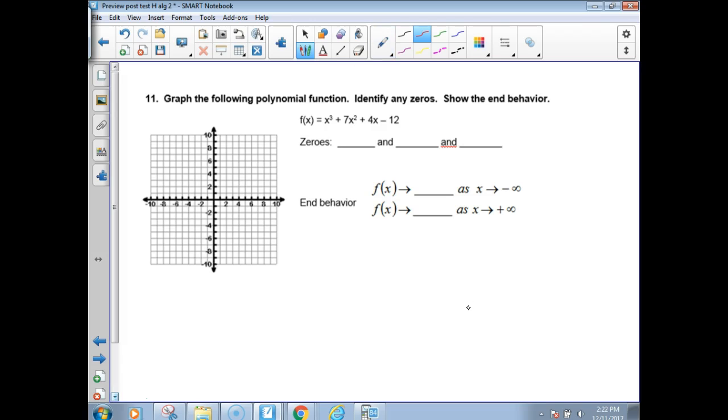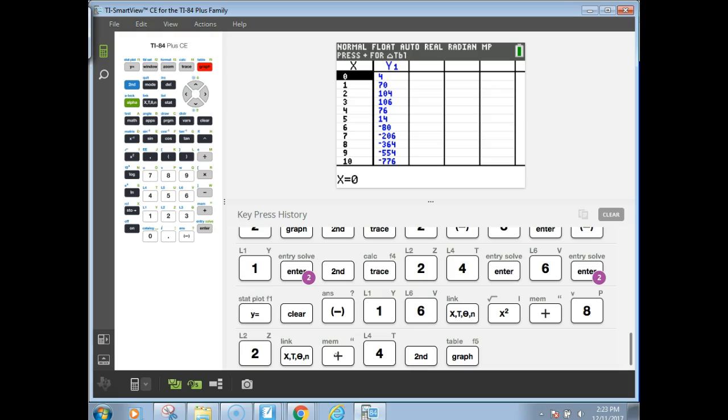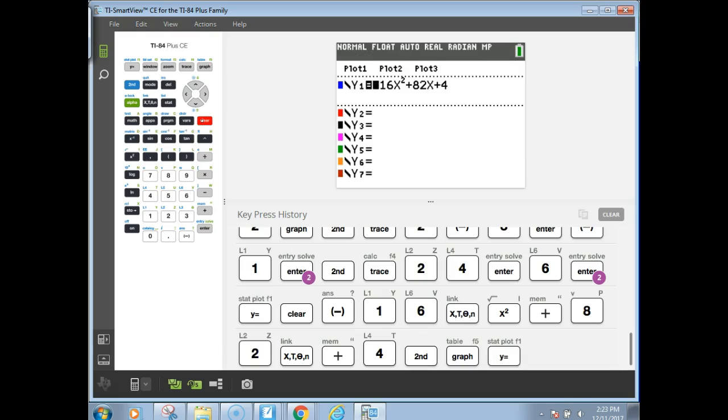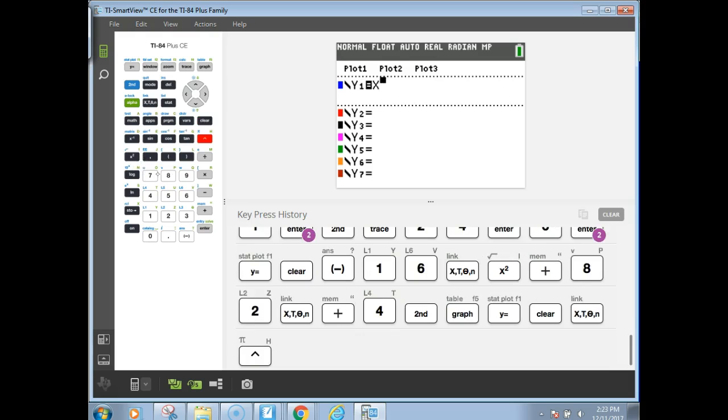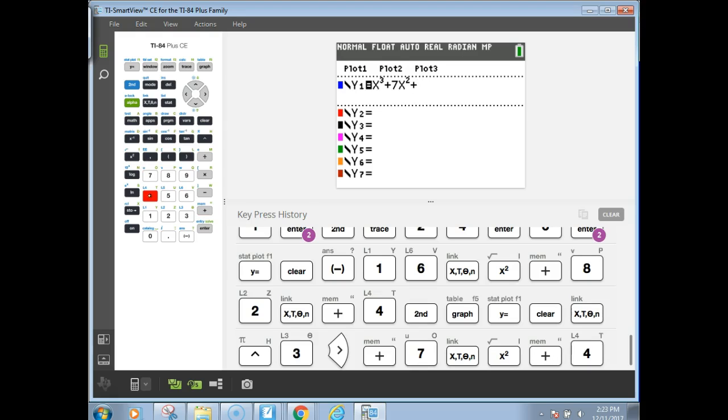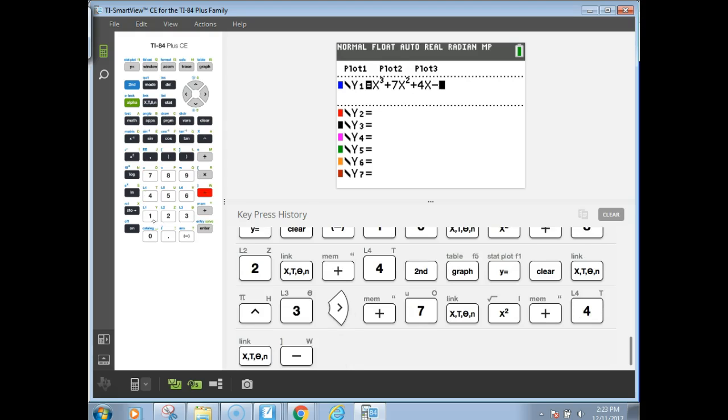Graph the following polynomial function, identify any zeros, show the end behavior. All right, so you probably would go ahead and go in your graphing calculator. Go clear out what's in there, and then I forgot what it started with. It was x cubed, and then what? Okay. Plus 7x squared plus 4x minus 12. Okay, hit graph.